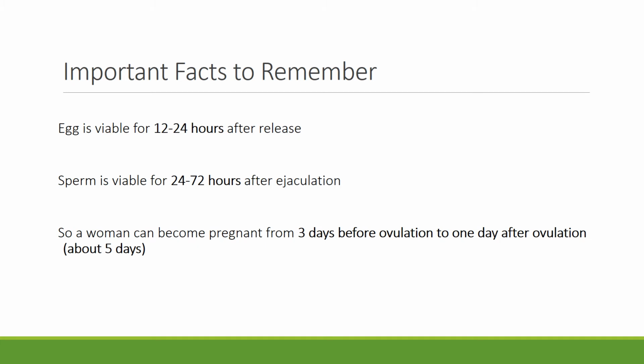In order to predict when conception can occur, it's important to remember a couple of facts. You need to know when the egg and sperm are released and how long they're viable. The egg is viable for about 12 to 24 hours after it's released. Sperm cells are viable for a little bit longer, 24 to 72 hours after ejaculation. So when you take these two things into consideration, you should be able to predict when a woman can become pregnant, and that's from 3 days before ovulation to 1 day after ovulation, a total of about 5 days.